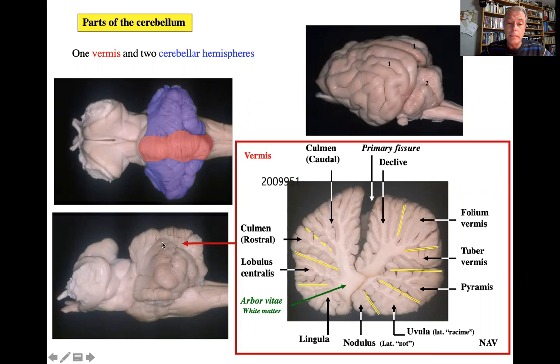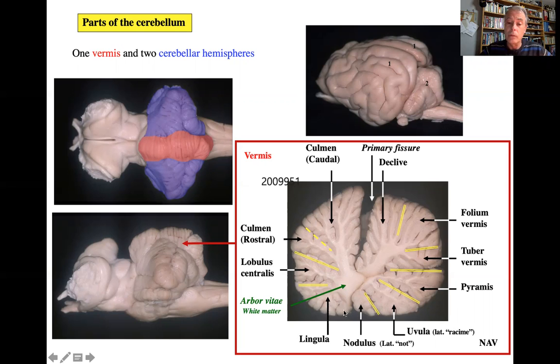If we make a mid-plane section through the vermis of the cerebellum, we identify that the gray matter is forming the superficial layer, the cortex, and the white matter is inside. And the white matter resembles the branches of a tree, so this is why it is called the arbor vitae. And we have different portions.